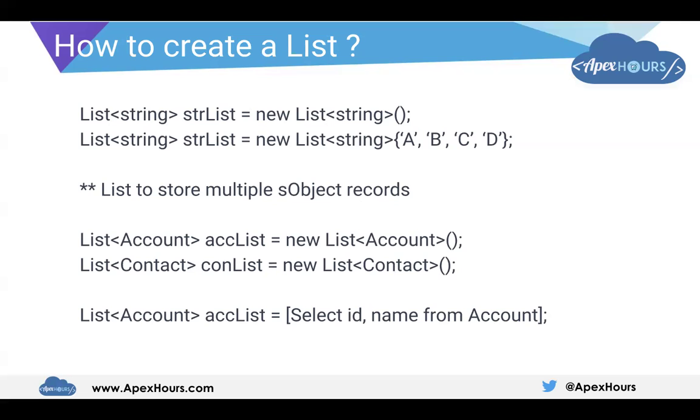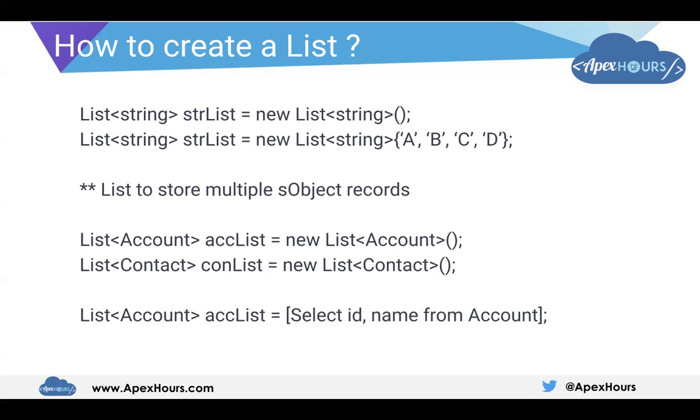Into this strList, which is the name of the list, you can only contain string type data, right? You cannot contain integer, you cannot contain boolean in this list, correct? So basically, this first line, List of string strList equals new List of string, creates an empty list, correct?